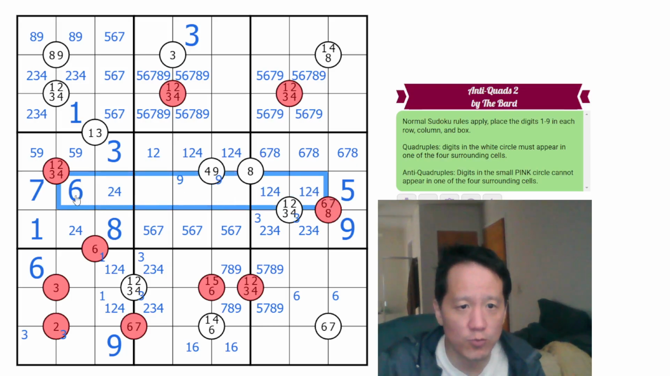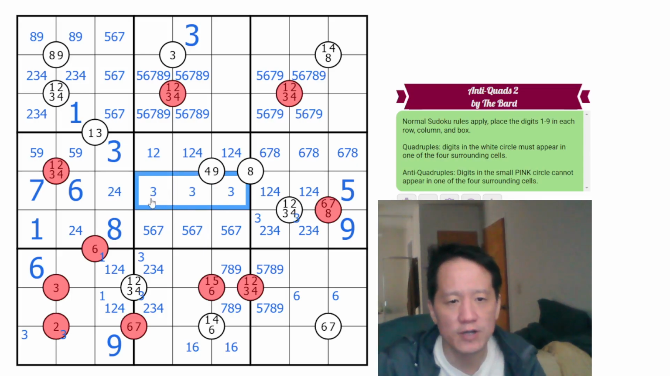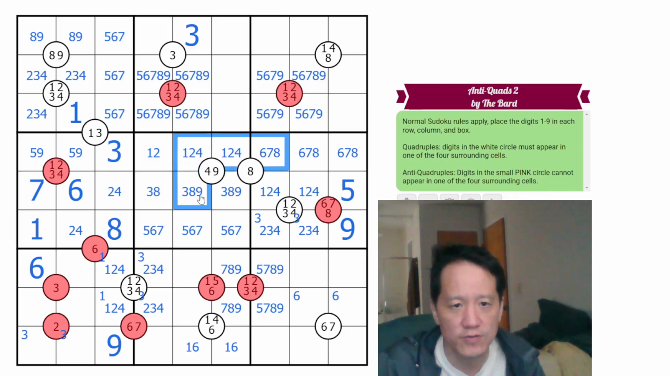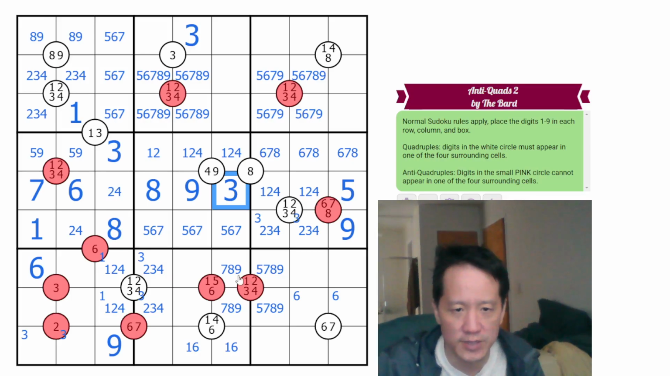We now have a 1, 2, 4 triplet in row 5, which eliminates 1, 2, and 4 from the rest of the row. So this has to be specifically 3, 8, and 9. This can't be 9 again because of this quadruple clue. This can't be 3 because of this 3, and this can't be 3 because of this one. One of these has to be a 3. So this makes that an 8, which makes that a 9, which makes this a 3.